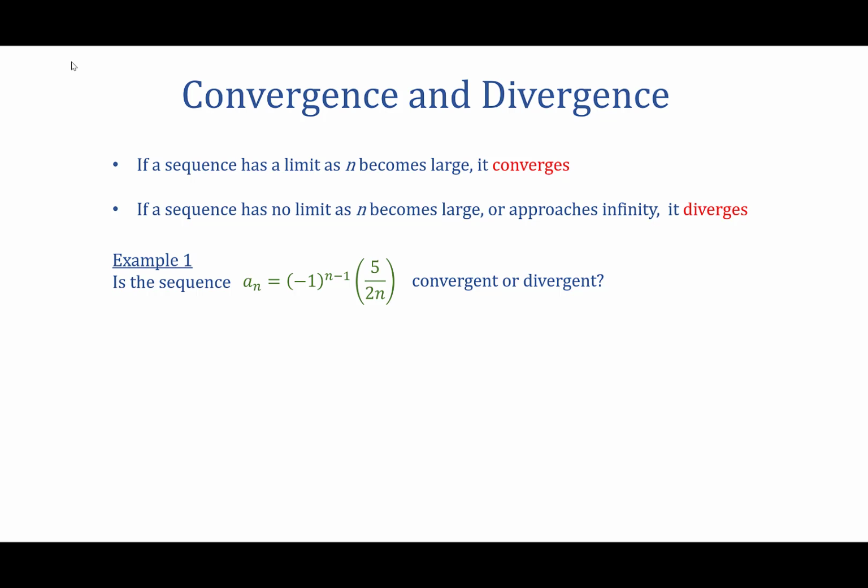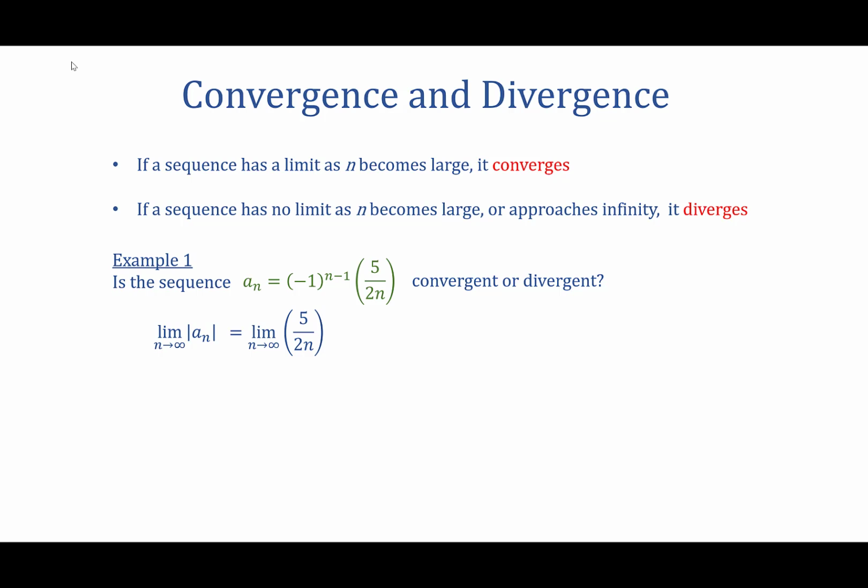For example, is this sequence convergent or divergent? This is an alternating sequence, but we just saw that if we take the limit of the absolute value as n goes to infinity and it's equal to 0, then we can conclude that the nth term is also 0. So all we have to do is take off the negative 1 to the n minus 1, because the absolute value means take the positive.